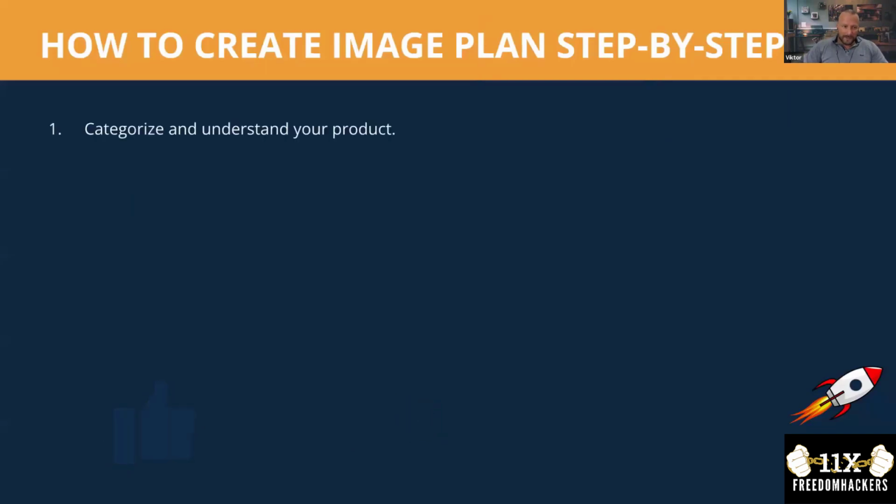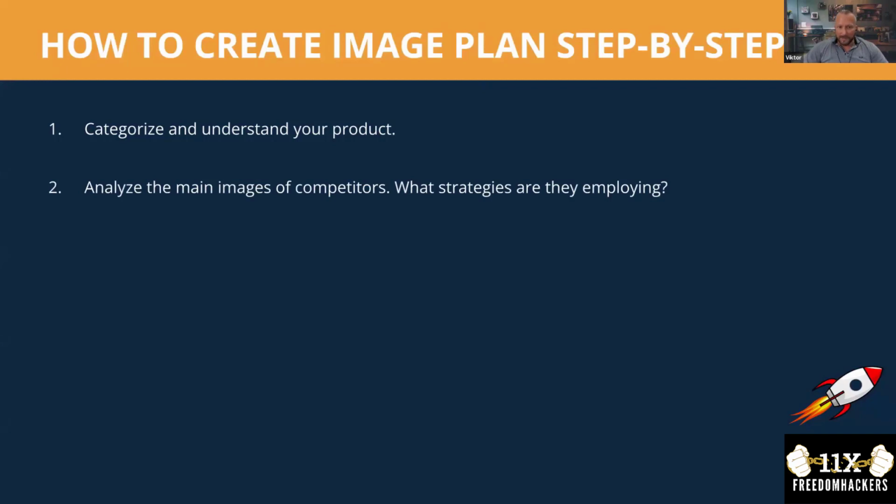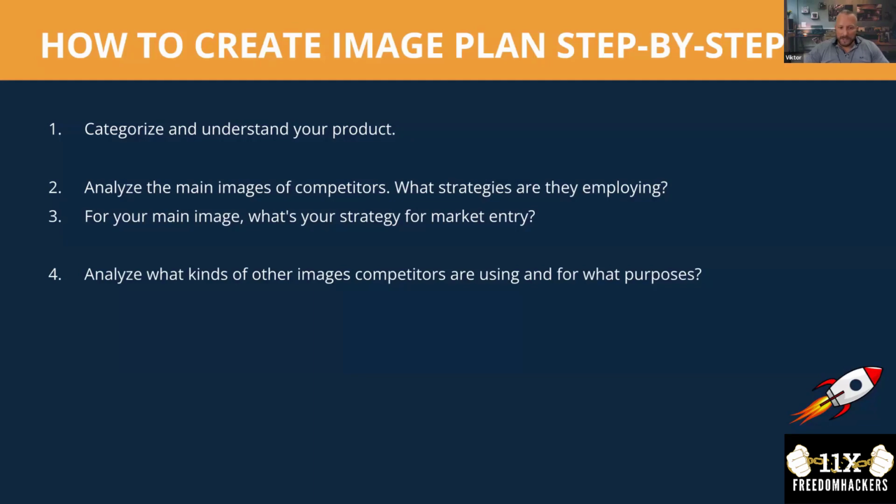So before we start, the first step to create listing images is actually to categorize your product. Second step is to analyze the main images of competitors and what strategies they are employing. Third step is to ask yourself, what's my strategy? Like, how am I going to come into the market, and how do I enter that market, right? What should my image be? Now, the fourth step is to analyze what other images these competitors are using and what purposes these images have. Step number 5 is list all the different types of images by purpose that you can create.